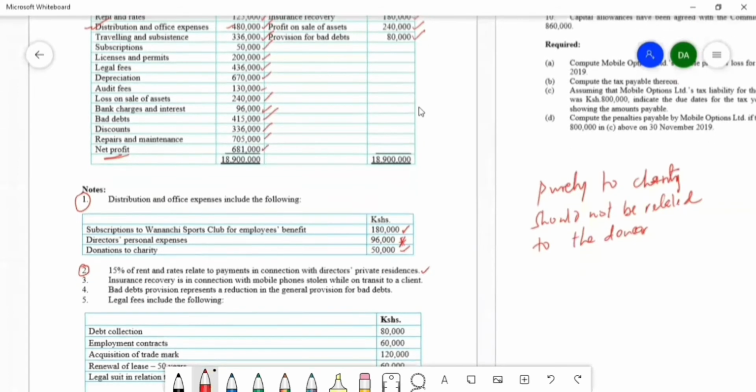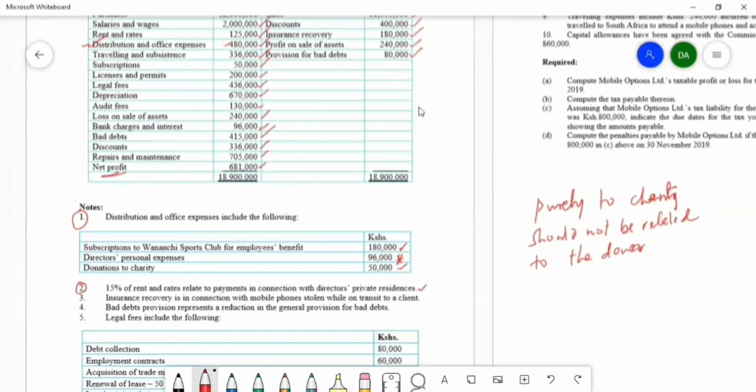Now look at rent and rate. The amount is 125,000. So director's personal rent, which we will add back because it is a personal expense, not a business expense, is equal to 125,000 multiplied by 15%, which is 18,750. 18,750 will be added back as a disallowable expenditure.